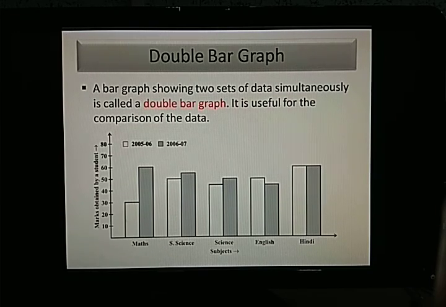You can again go back to your textbook. There are some examples given. You can try them out and see for yourself. Try to draw these graphs in your graph copy, and then you will have a better understanding of how to use these bar graphs or this pictorial representation according to the data that has been provided to you.